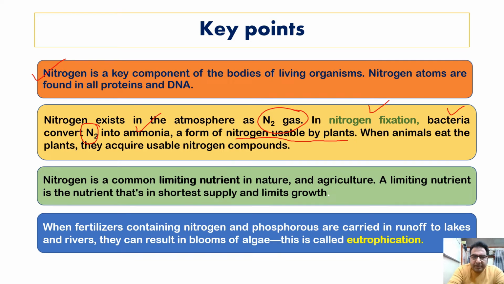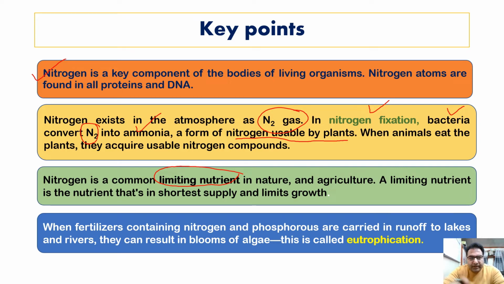So nitrogen is a limiting nutrient in nature. Now, what is a limiting nutrient? A limiting nutrient is the nutrient that is in shortest supply and limits growth. That very nutrient is required in very small quantity, but it has a maximum effect on the growth. That we shall be discussing just after a few moments.